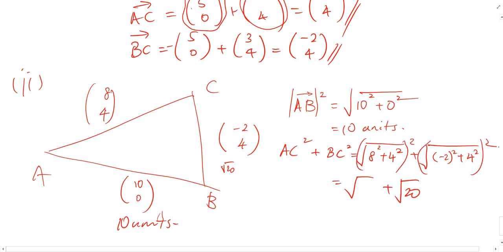So I need to square this, right? Because I'm looking for AC square plus BC square. So here I get 80, and I square it, and I square it. So this will be 80 plus 20, which is 100. I also made a mistake over here. There's a square, this is 100.